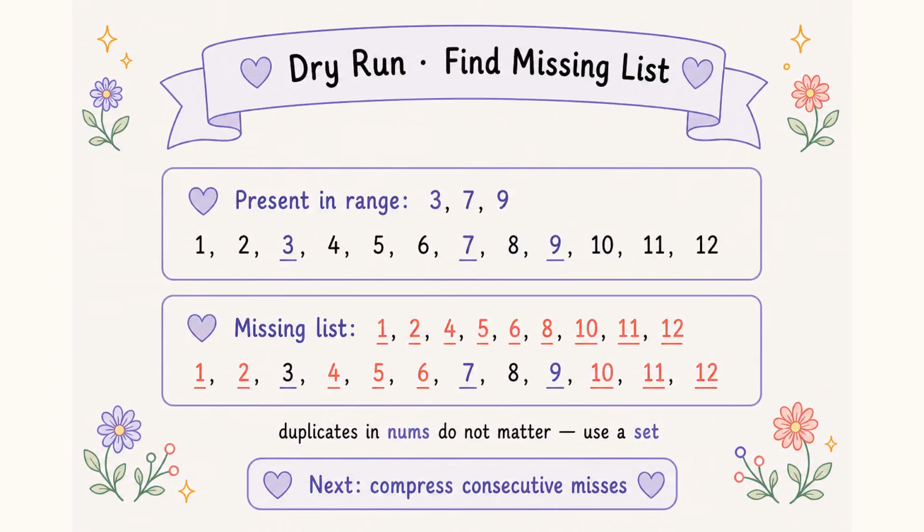First, list every missing integer. Present values in range are 3, 7, and 9. Missing values are 1, 2, 4, 5, 6, 8, and 10, 11, 12. Duplicates in nums do not matter because membership is yes or no. Next, we compress consecutive misses into ranges.